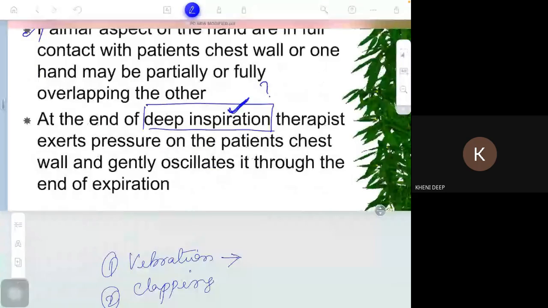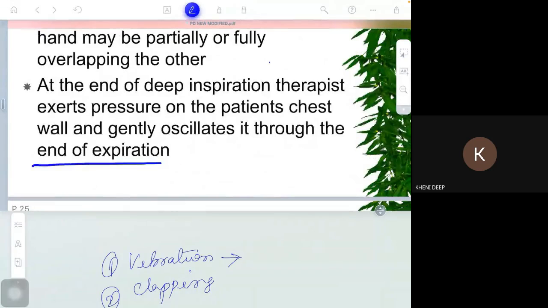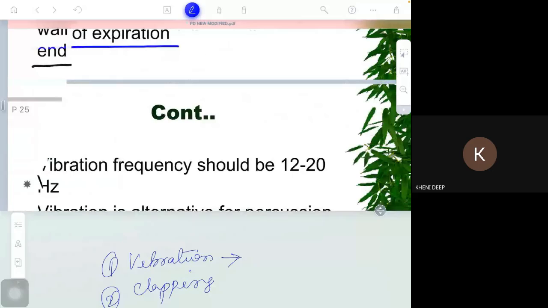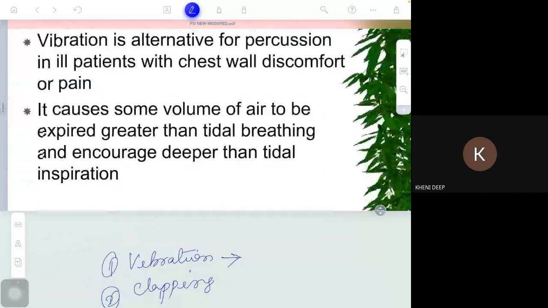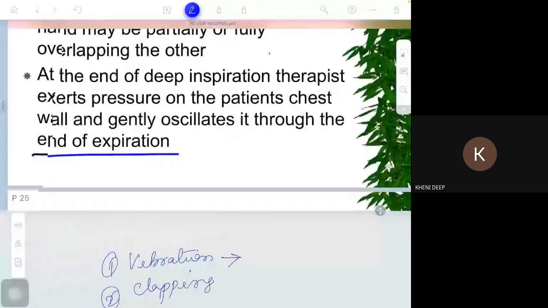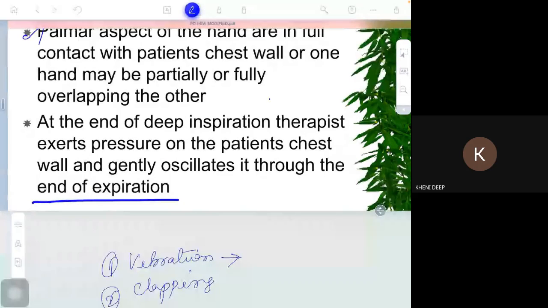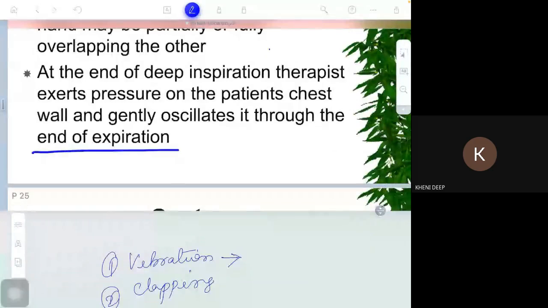See here, at the end of deep inspiration, the therapist exerts pressure on the patient's chest wall and oscillates it through the end of expiration. So what does it mean? At the end of inspiration, the therapist exerts pressure on the patient's chest wall and gently oscillates it through the end of expiration. So what is the meaning?